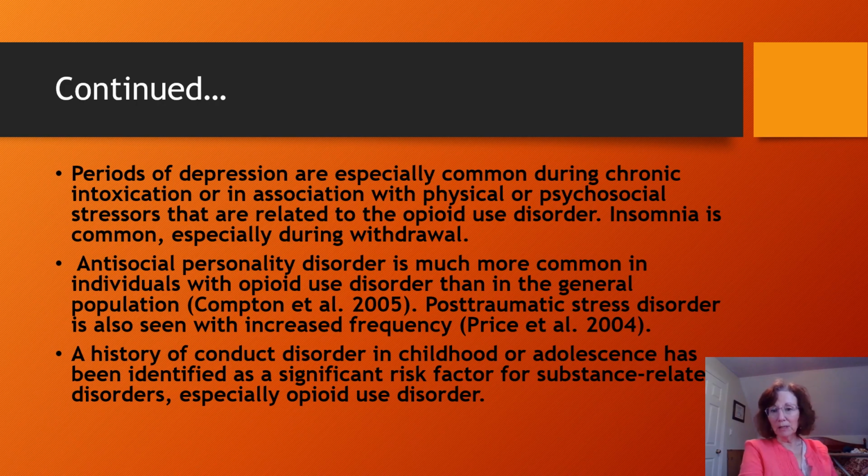And the post-traumatic stress comes from basically the trauma associated with using opiates. Some of the people, places, and things are traumatic. Some of the incarcerations, some of the arrests, some of the places that people use opiates, what they do to procure opioids. A history of conduct disorder in childhood or adolescence has been identified as a significant risk factor for substance-related disorders, especially opioid use disorders. These are all studies from SAMHSA.